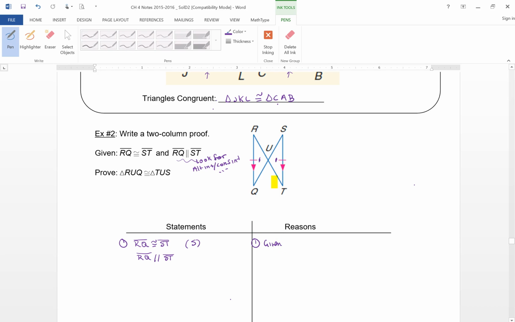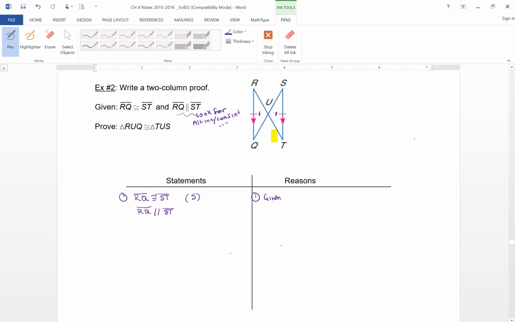So what do I have? What else do I have that's congruent here? Right. These are congruent because they're what? Vertical angles. So angle RUQ is congruent to angle TUS because vertical angles are congruent. By nature, I try to be consistent, but you can for angles. It's the triangles that you want to get in the right order.